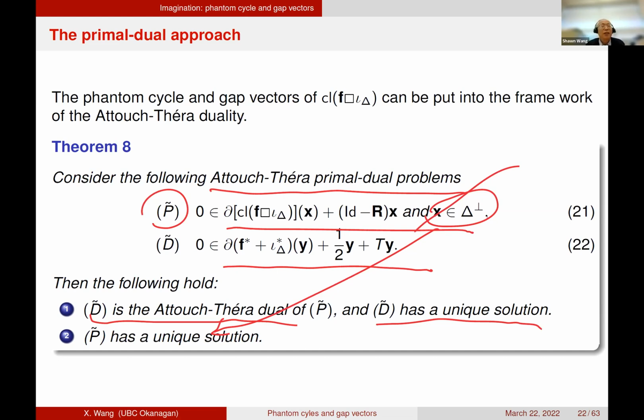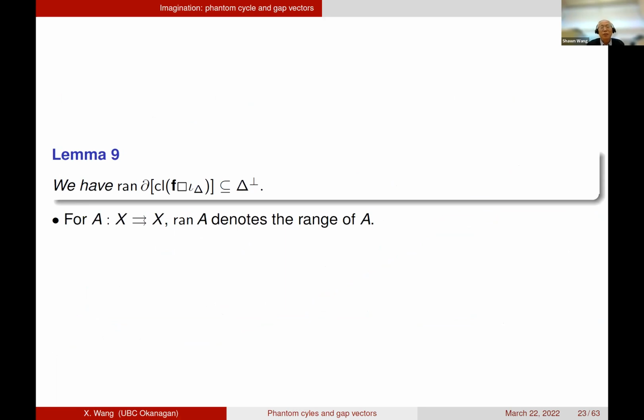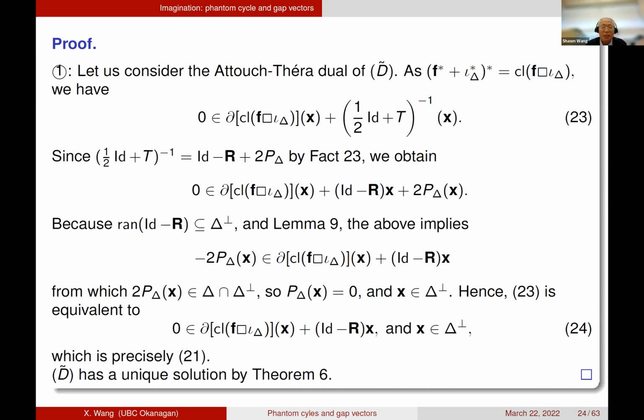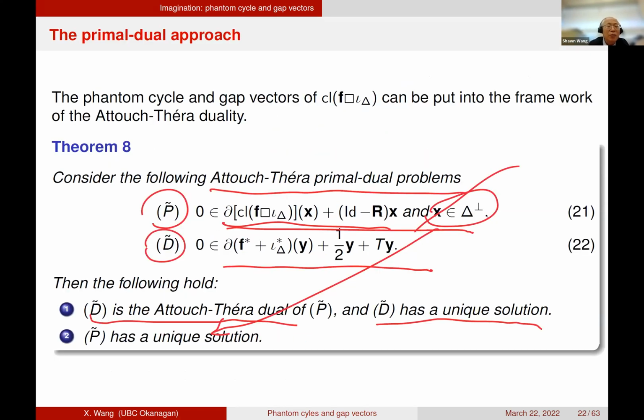Okay, so the process: you can show that indeed the Attouch-Théra dual of the d tilde gives you p tilde. The process is given here, so I will omit it. Essentially the process shows how I compute the dual from here to here, and it gives me exactly the right Attouch-Théra dual.